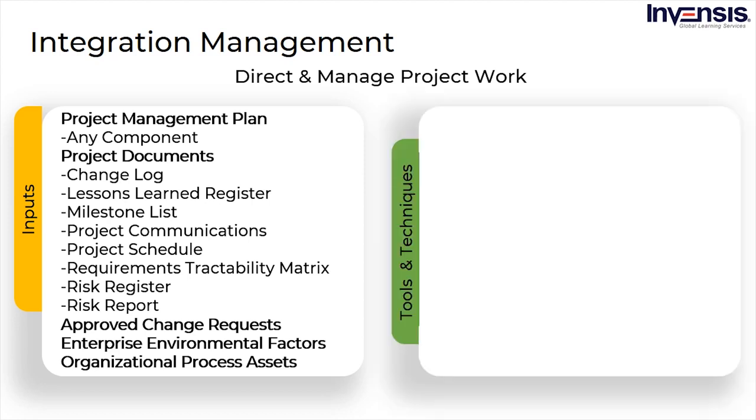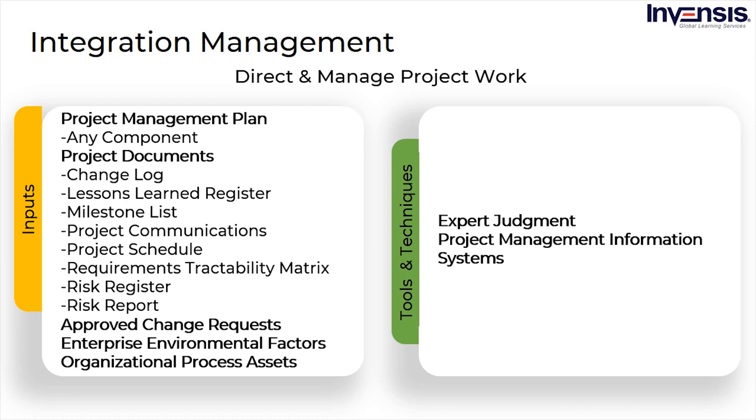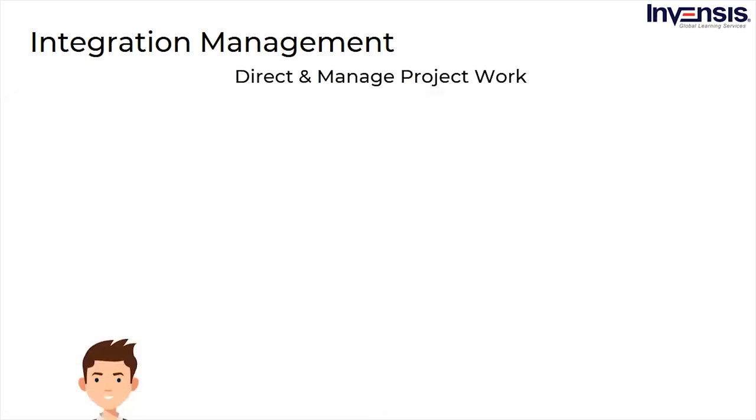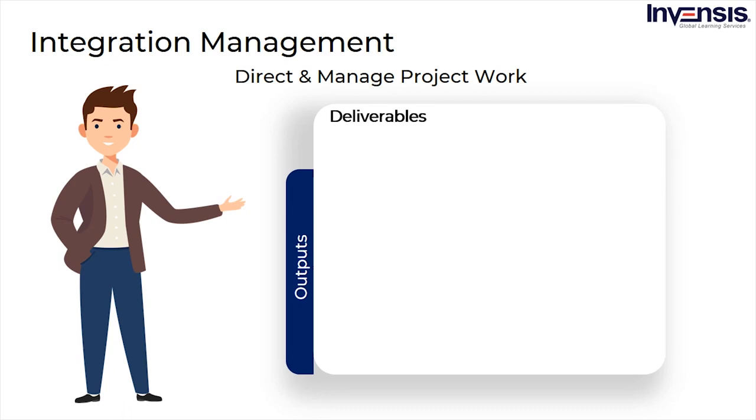Now, coming to tools and techniques, we have expert judgment. It is a project planning strategy that involves making decisions based on ability, competence, or specialized knowledge in a certain field. Then, we have project management information systems, which are the logical structure of the information needed to complete projects properly. Then, in the end, we have meetings. Coming to the outputs, we have deliverables, which is a tangible output of a project.